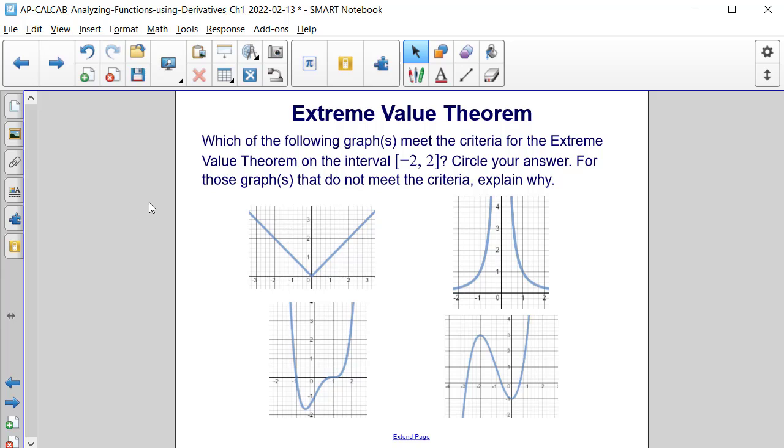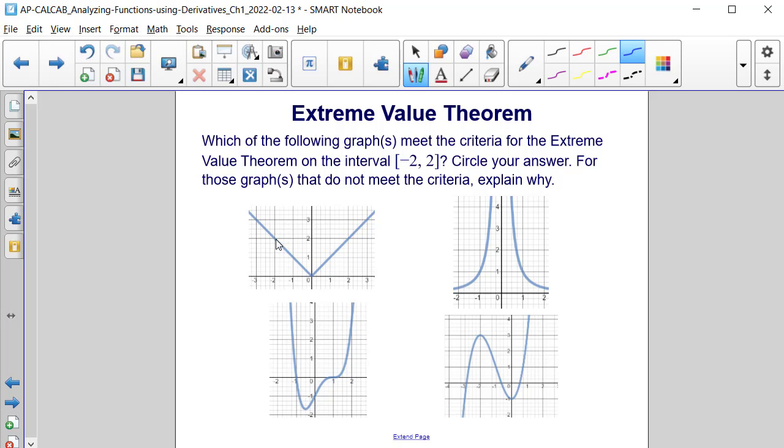Which of the following graph or graphs meet the criteria for the extreme value theorem on the interval from -2 to +2, containing both endpoints? Circle your answer. For those graphs that do not meet the criteria, explain why. Well, let's actually examine each of these to determine whether or not the extreme value theorem is satisfied.